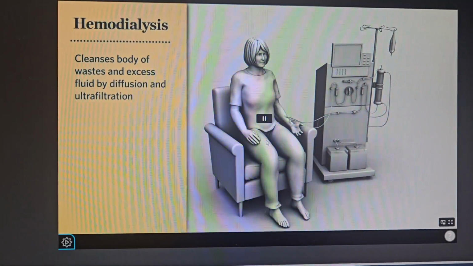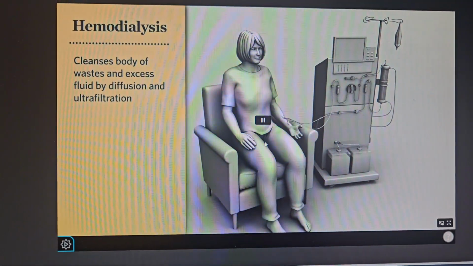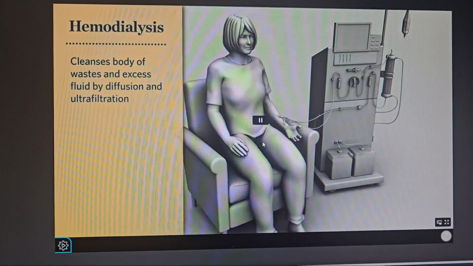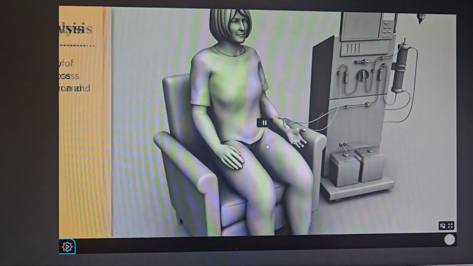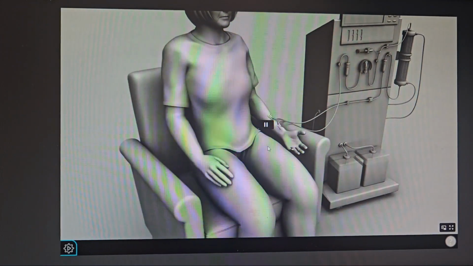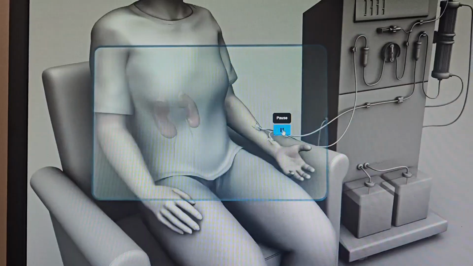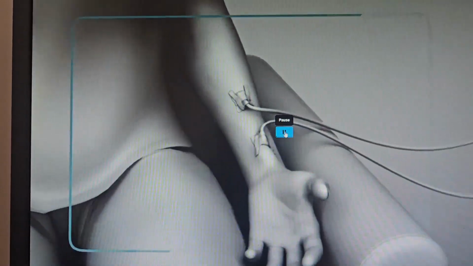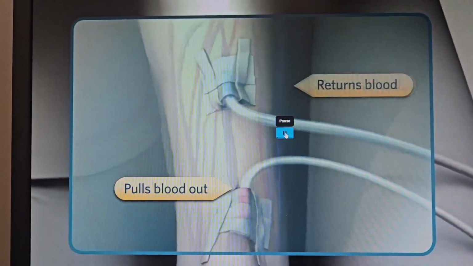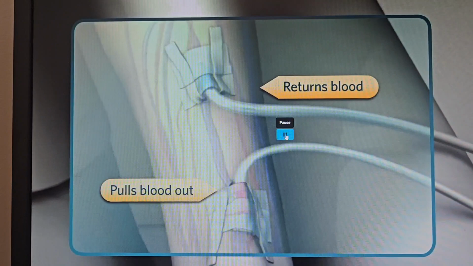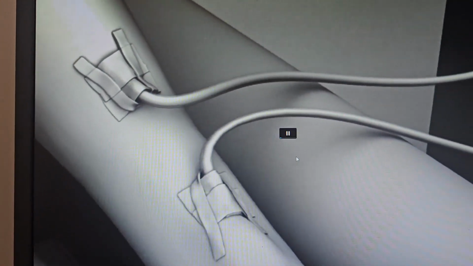Hemodialysis uses the principles of diffusion and ultrafiltration to remove the body's wastes and excess fluid from the blood. This supplements the function of the patient's kidneys. Before the treatment begins, 2 needles are placed, one to pull blood out and one to return the blood. The blood tubing and dialyzer is filled with clear, normal saline.